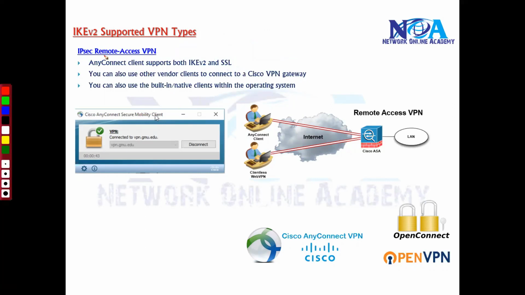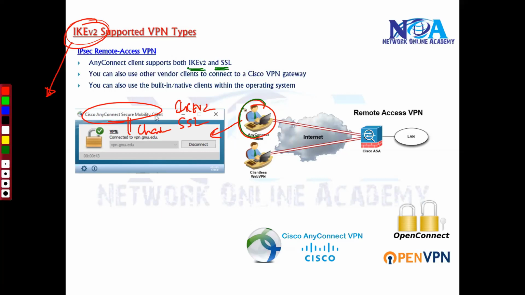So let's assume that we are trying to see the features of IKEv2. If I want to implement a remote VPN with the help of IKEv2, what should I do? We will be installing some kind of mobility client software. This is remote client software which supports IKEv2 as well as SSL. The same software, like AnyConnect, is remote client software which you install on the remote users' machines to connect remotely to the gateway.